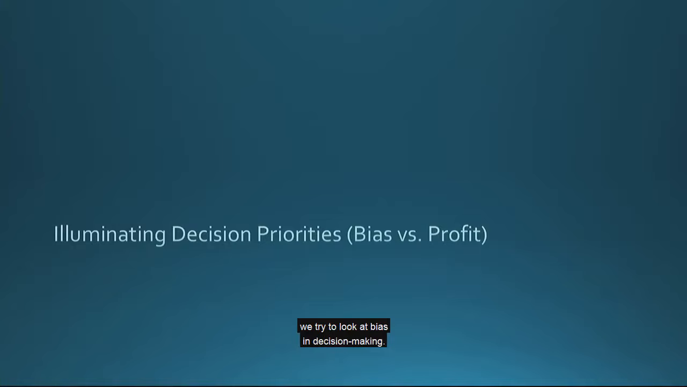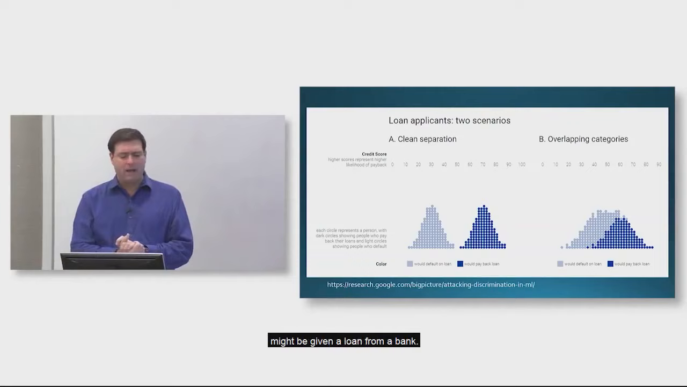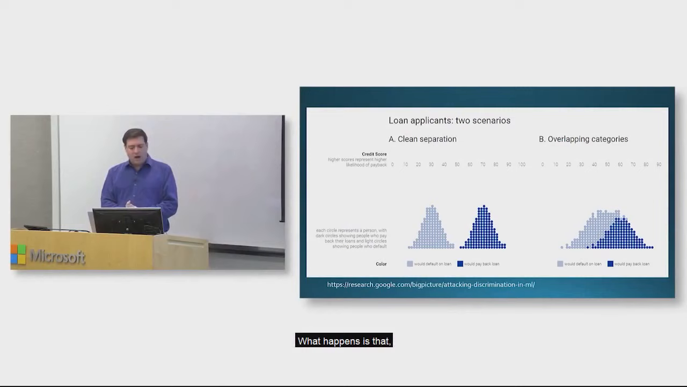Now, this is not an example that I did. This is an example that some colleagues, Martin Wattenberg and Fernanda Viégas, did, where they were looking at two different populations that might be given a loan from a bank. When it's very easy to say, here's a FICO score, a credit score, and it's very clear that everybody above a certain amount is going to repay a loan, we just give those people a loan, and everybody below a certain amount is not going to repay, we deny those people a loan. The problem is that those populations often overlap.